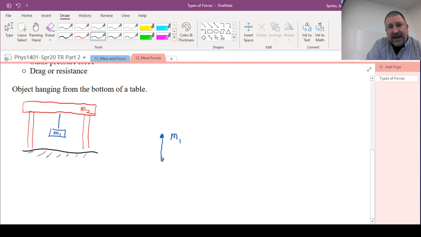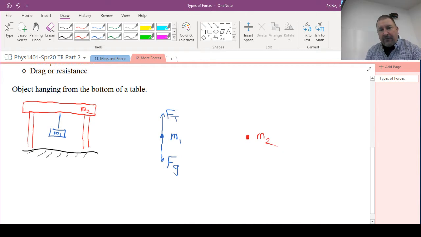Let's go downward, Fg. And then I work my eyes around the object and I see it's not touching anything except a string. So that string is going to exert a tension force, and the string is above it, so that tension force is going to pull up. Force of tension. And that pretty much does it for M1's diagram. So now I can go over and do M2's diagram. Here is M2.